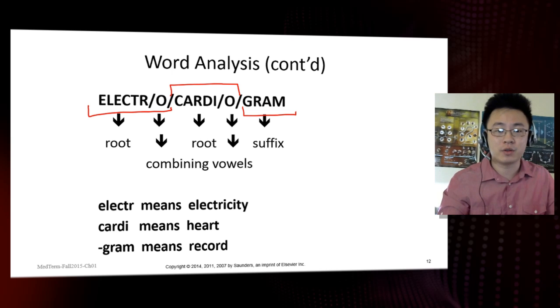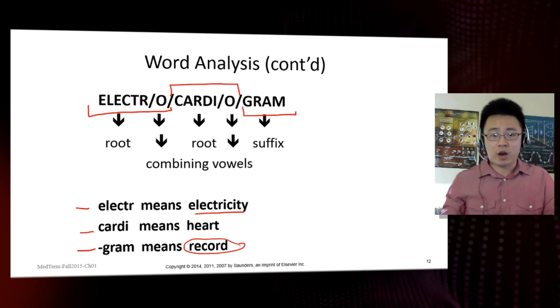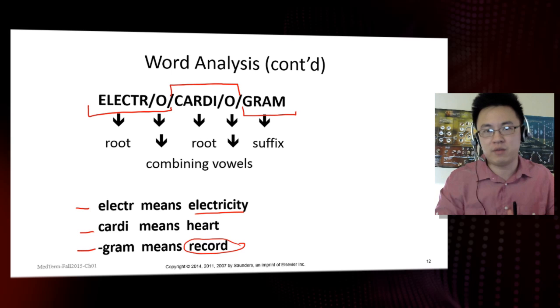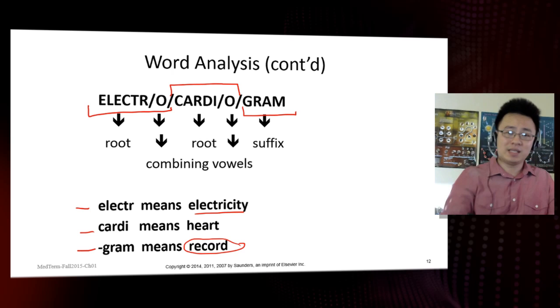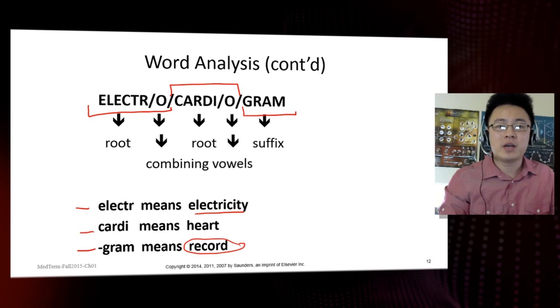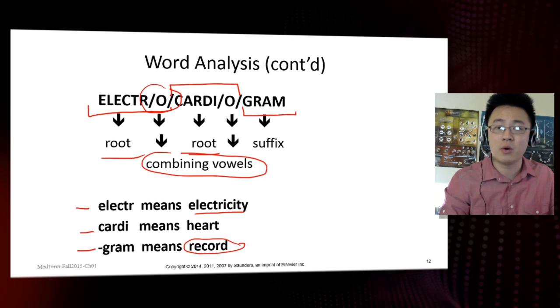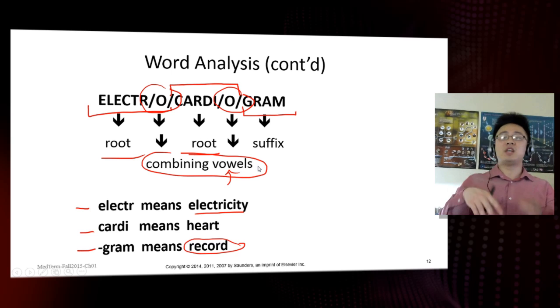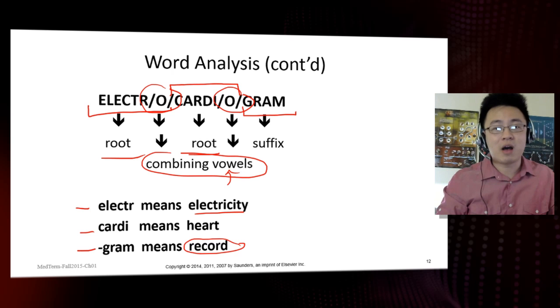Again, the root electr means electricity. Cardi here means heart, and gram means a record. Not a CD record, but something that holds data information, that kind of a record. In this case, if you check this out, you can see between electr and cardi, we do have another combining vowel. In this case, it's going to be an O. And we have cardi, which also has a combining vowel. So in this case, we have two combining vowels in there.